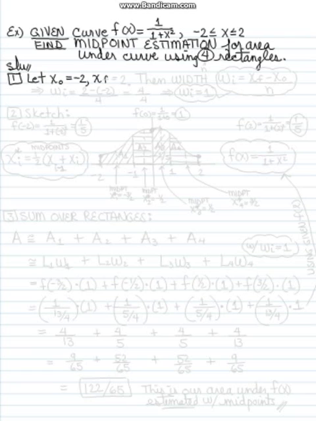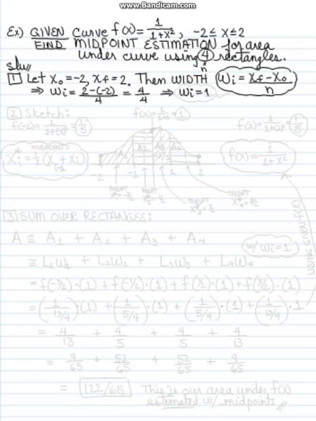Step 1, we're going to let the initial x value equal -2, the final x value equal +2. Then the width will be satisfied with the formula w sub i equals x final minus x initial over the number of rectangles n. So that implies that w sub i equals 2 minus -2 over 4, which is 4 over 4, which implies the width w sub i is going to be equal to 1 for all of our rectangles. Step 2, we're going to do a sketch.